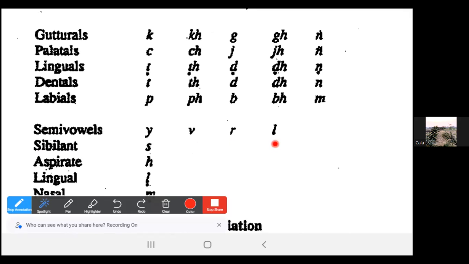Then the sibilant, the S sound. Sa. The aspirate is a special technical term. It just means that you put a puff of wind. Ha, like the ha sound. So it's like kha, like ka. So it's just a puff of wind. Ka, ha. You open your mouth and ha. That's all. Okay.